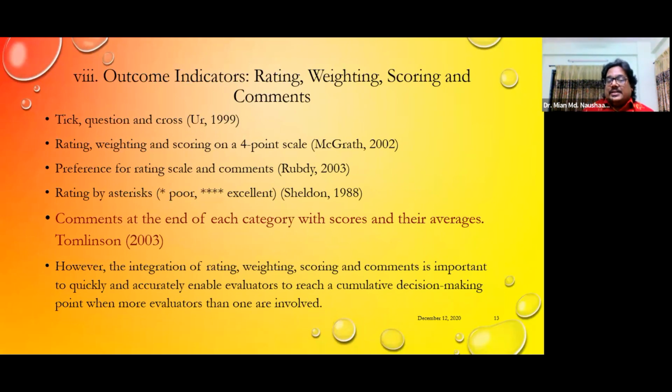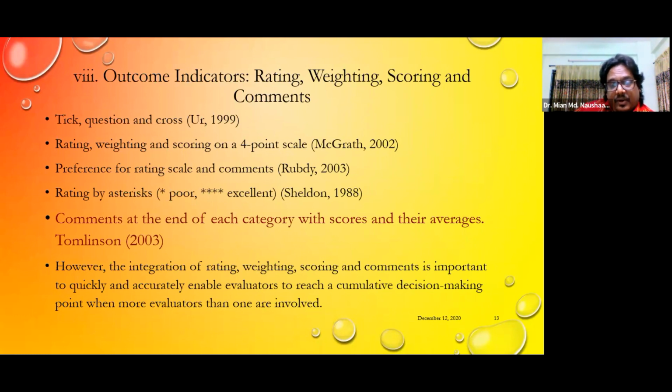And then the scoring. Let's say I have 10 sets of course books, and when I evaluate, I score them. So one set got 60, one set got 70, one set got 80, something like that, on a 4-point scale. McGrath suggested a 4-point Likert scale. He actually discouraged using a 5-point Likert scale, saying that people have a tendency to choose number three, which is neutral. So Rabdi also preferred using a rating scale and comments.